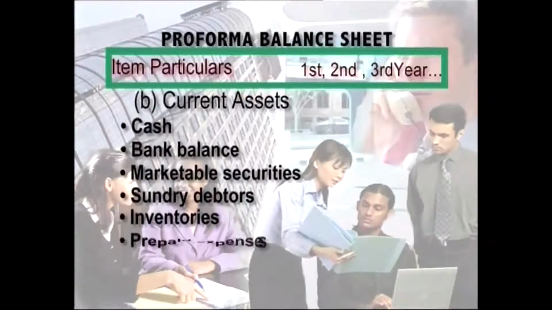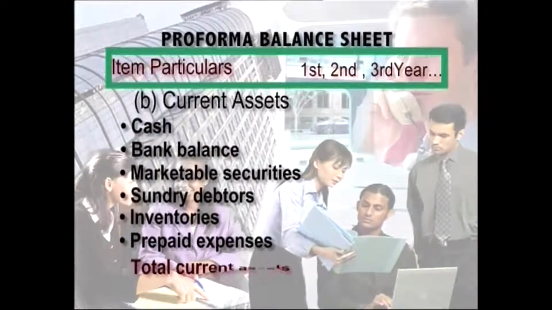Any prepaid expenses made by the company before it was due is also a part of current assets. Okay. So I repeat, we talk about cash, bank, marketable securities, sundry debtors, inventories, all prepaid expenses. They all are added up to get the total current assets. Okay, so we have the total fixed assets, the total current assets that makes up the asset side of the balance sheet.